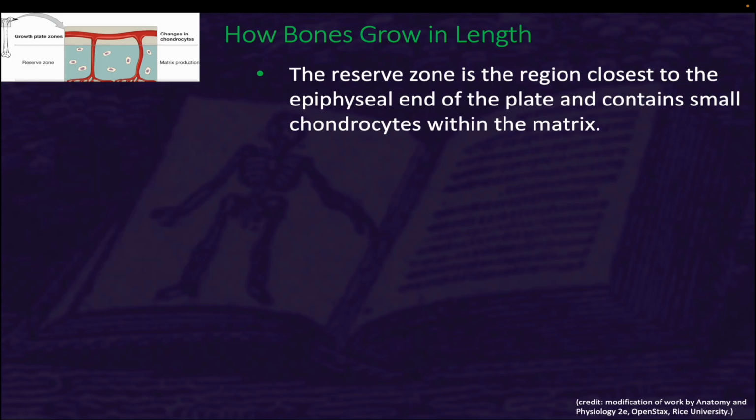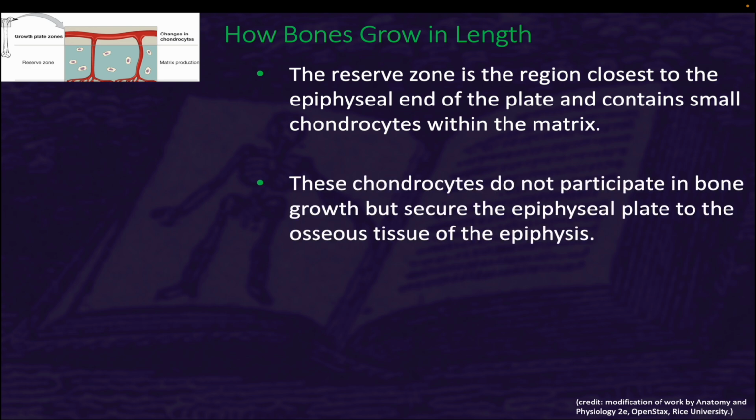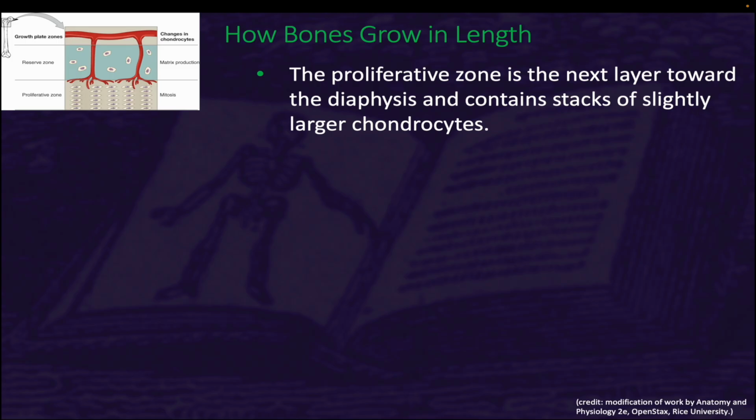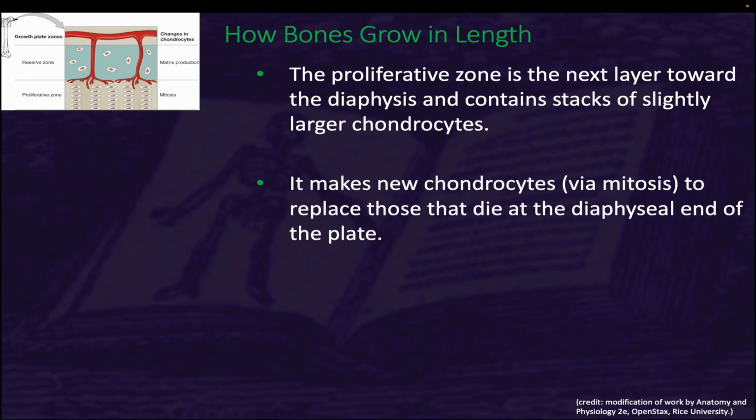The reserve zone is the region closest to the epiphyseal zone at the plate and contains small chondrocytes within the matrix. These chondrocytes do not participate in bone growth but secure the epiphyseal plate to the osseous tissue of the epiphysis. The proliferative zone is the next layer toward the diaphysis and contains stacks of slightly larger chondrocytes. It makes new chondrocytes via mitosis to replace those that die at the diaphyseal end of the plate.